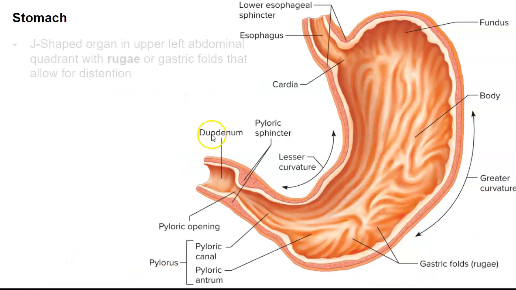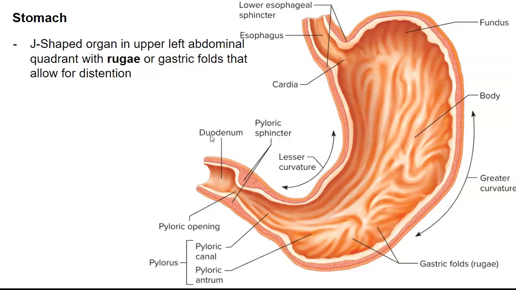Let's look at the stomach. The stomach is a J-shaped organ in the upper left quadrant of the abdominal cavity. And it has these rugae, gastric folds, and what they do is upon the entry of food, these folds allow for expansion or distension of the stomach. The stomach without food in it only holds a few ounces, but it's able to expand, of course, and hold up to 2 to 4 liters. So that's almost a gallon that can be held in your stomach.